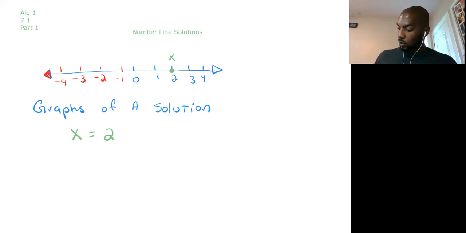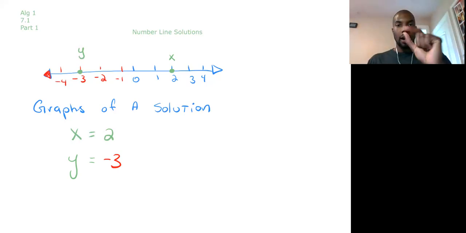Now let's say I told you that y equals -3. Well, very simply, I would go to where my -3 is on the number line, and I would put a dot there. And if I wanted to, I would put the y on top to say y is -3. And so you can see that if it's an equal sign, you just put a dot on that spot. A dot on the spot.